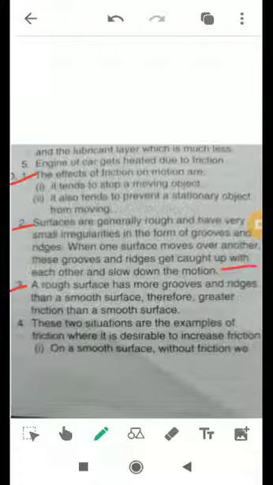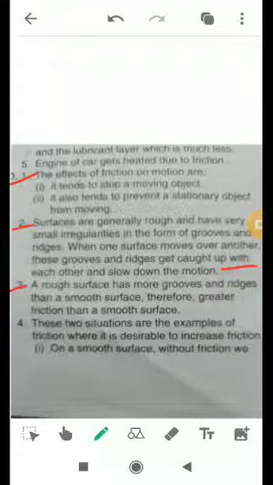motion. Question number 3, why does a rough surface have greater friction than a smooth surface? A rough surface has more grooves and ridges than a smooth surface, therefore greater friction than a smooth surface.